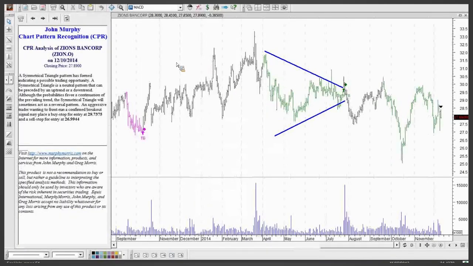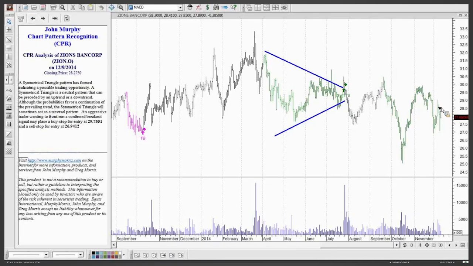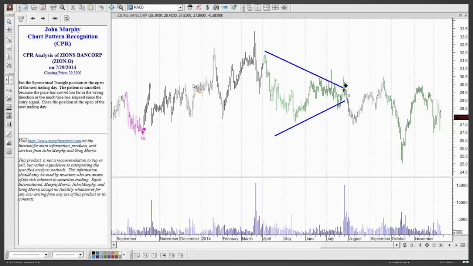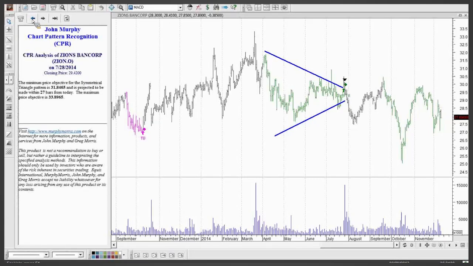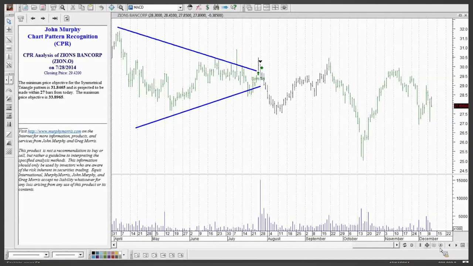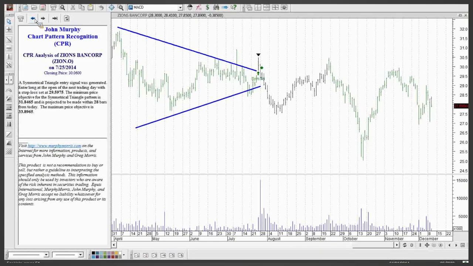Now what this does is it attaches the actual John Murphy commentary system to your chart. As you can see here, there's a little black arrow at the bottom. So what I want to do is select a day in which we had a confirmation signal. Let me scroll in so it's easier for you guys to see. Okay, so we have our entry signal right here.